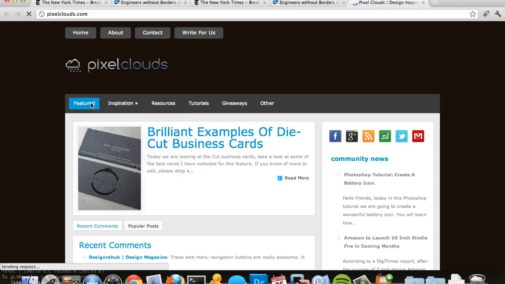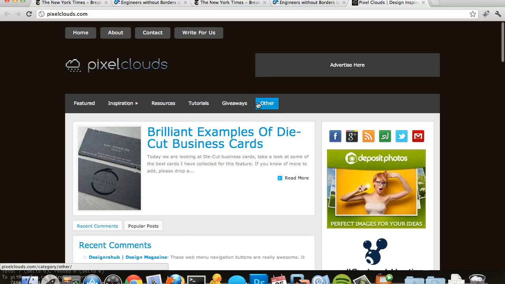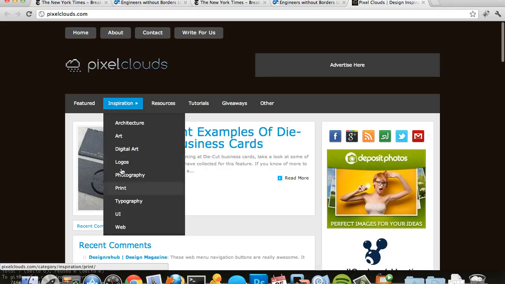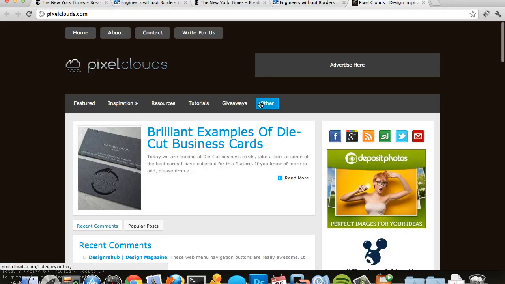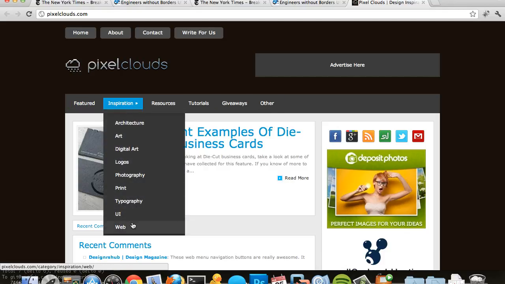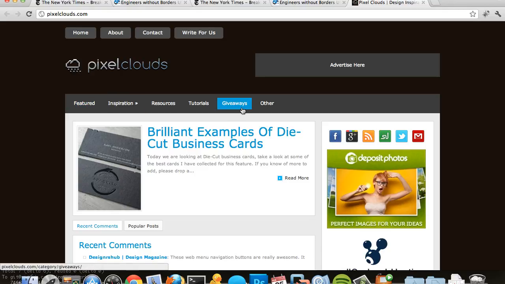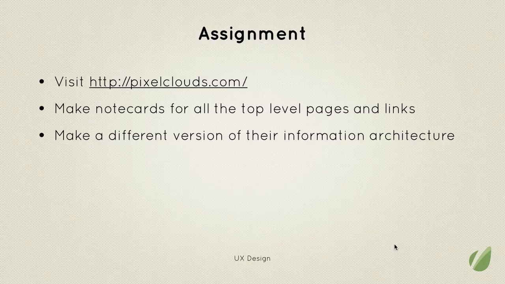So you can see they've got these categories, and it seems a little lopsided to me. Only one has a drop down, and it's really deep. So that makes me wonder if this is organized in really the best way that it could be organized. So make note cards for all the top level pages and links, and try to rearrange them differently.